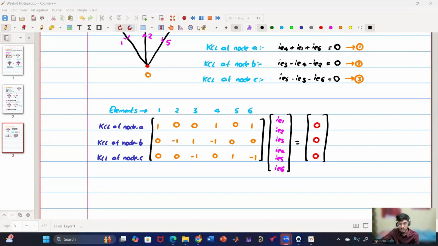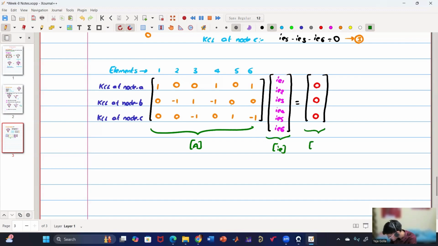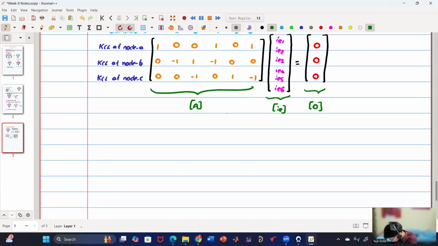So now we represent this as a matrix. We are representing this as matrix A, and we are representing this as matrix IE. And this is also not just 0, but it is the 0 matrix. So now we have one equation which is matrix A into matrix IE is equal to matrix 0. So this is what we got.